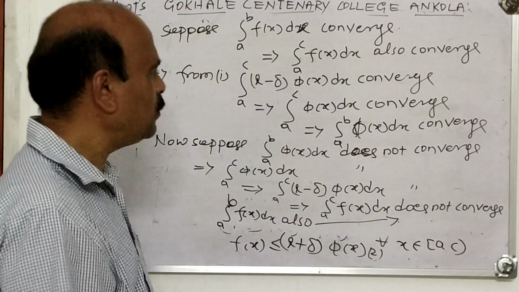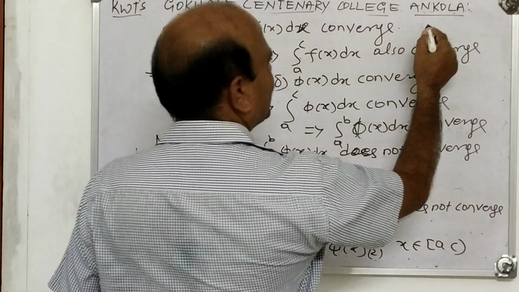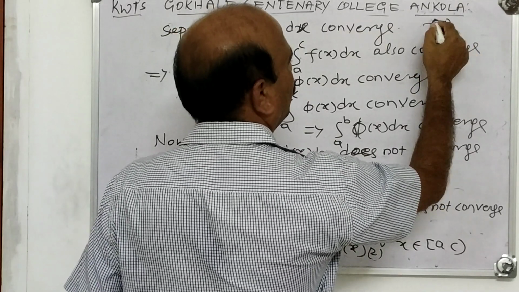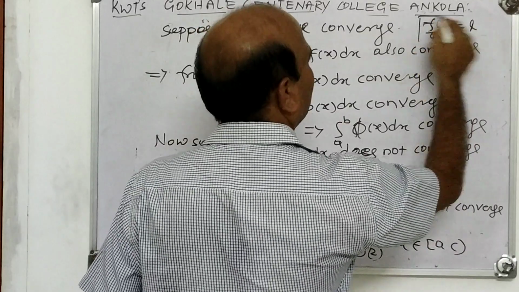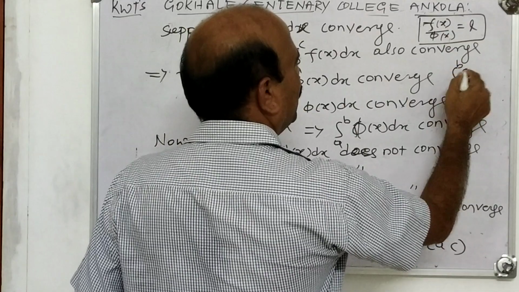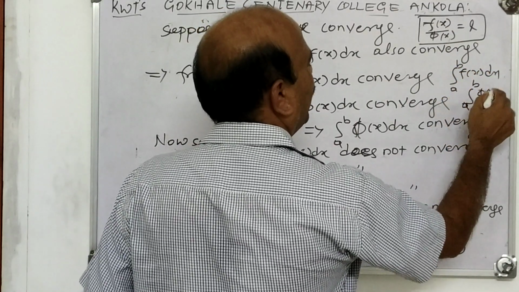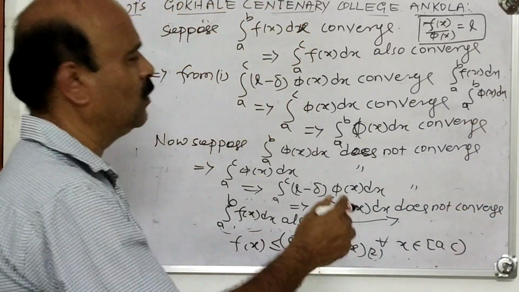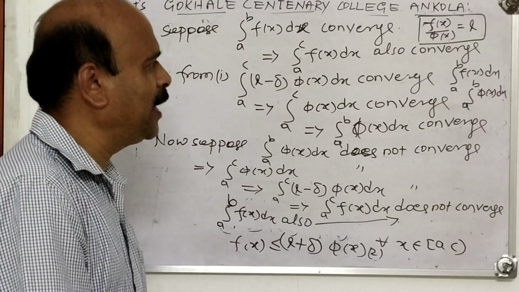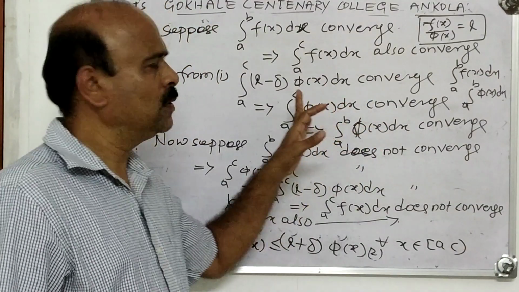So finally, what does the limit comparison test say? If fx and pi x are both positive and limit fx by pi x is real, then integral a to b fx dx and a to b pi x dx either both converge or both do not converge. This is the comparison test. Using this comparison test, we can solve many problems.